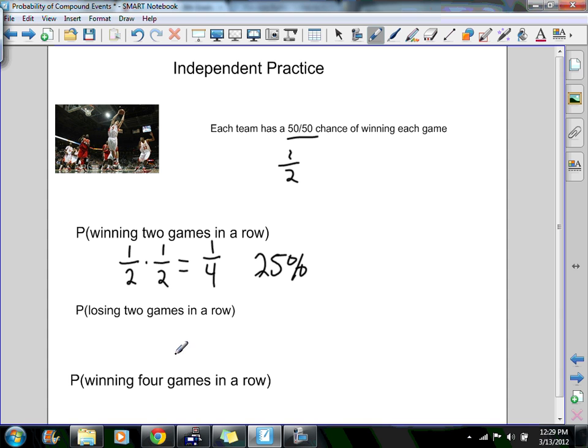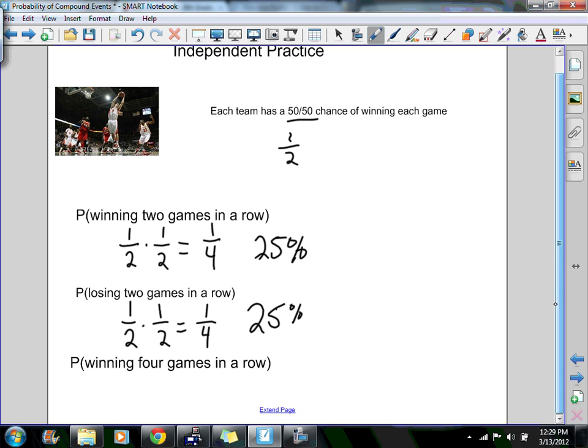Losing 2 games in a row. Well, if you have a 50-50 chance of winning, you have a 50-50 chance of losing, so it's 1 out of 2. Multiplied by the same probability on the back, 1 out of 2, which multiplies out to be 1 out of 4, or a similar 25% chance. So we just learned that you have the same probability to win 2 games as you do to lose 2 games.